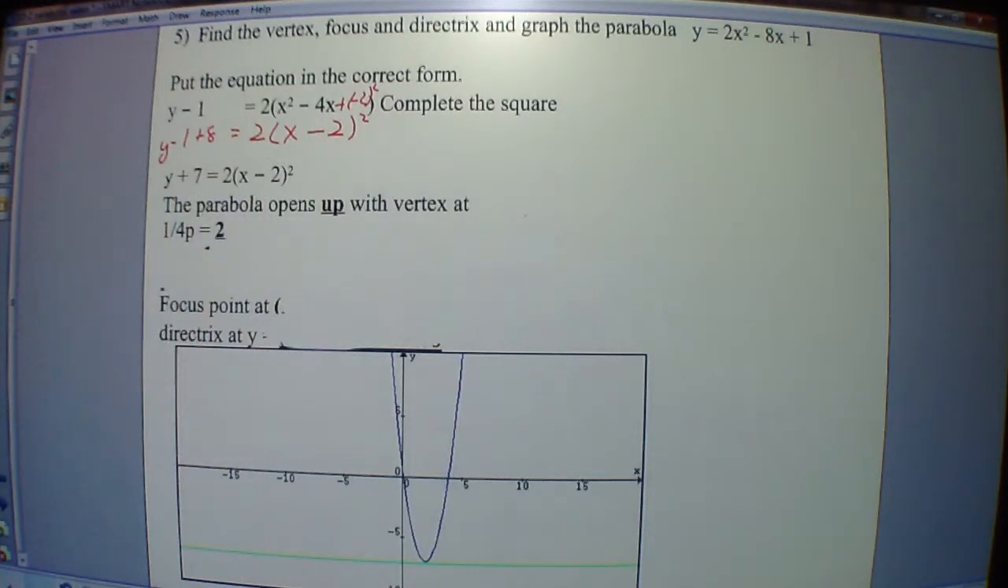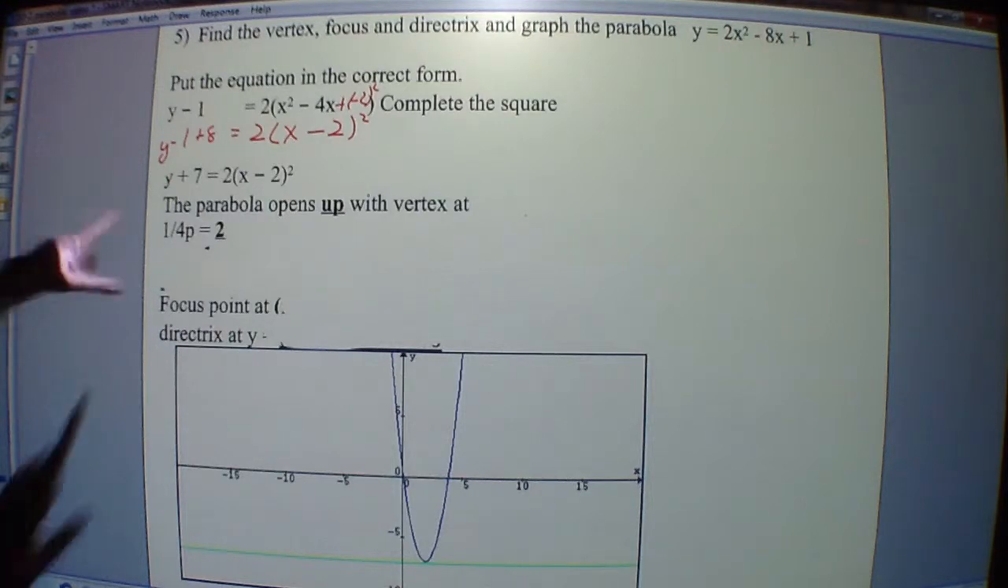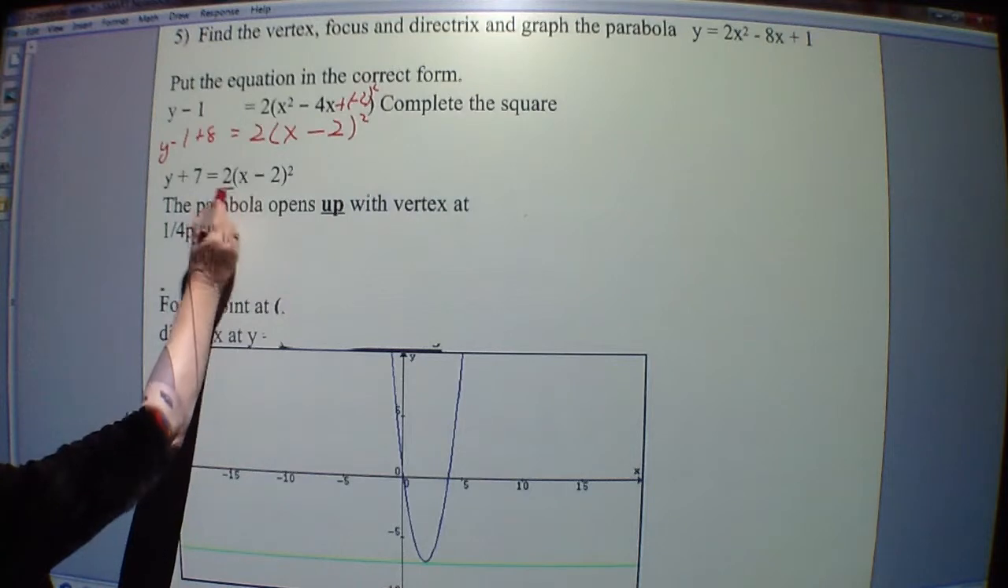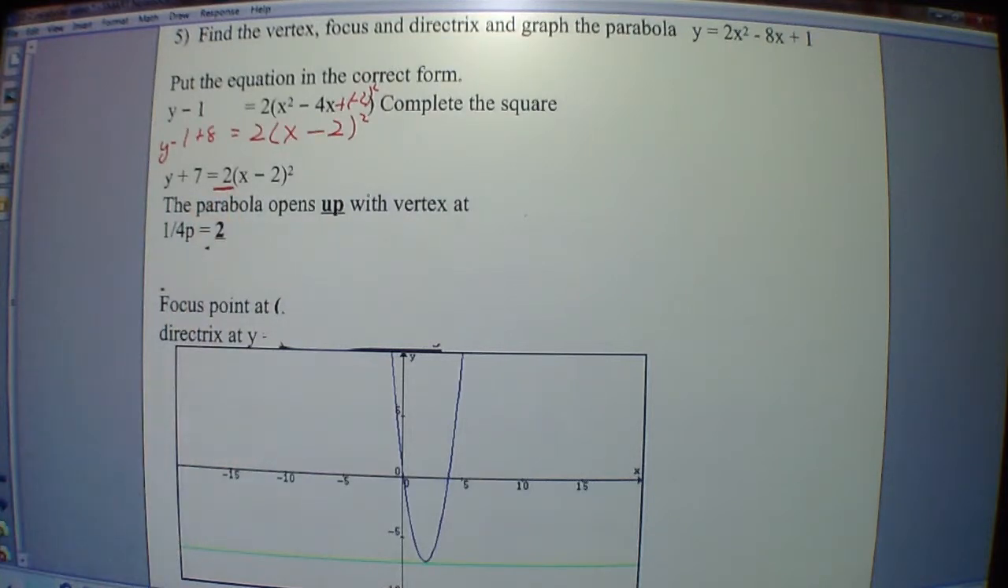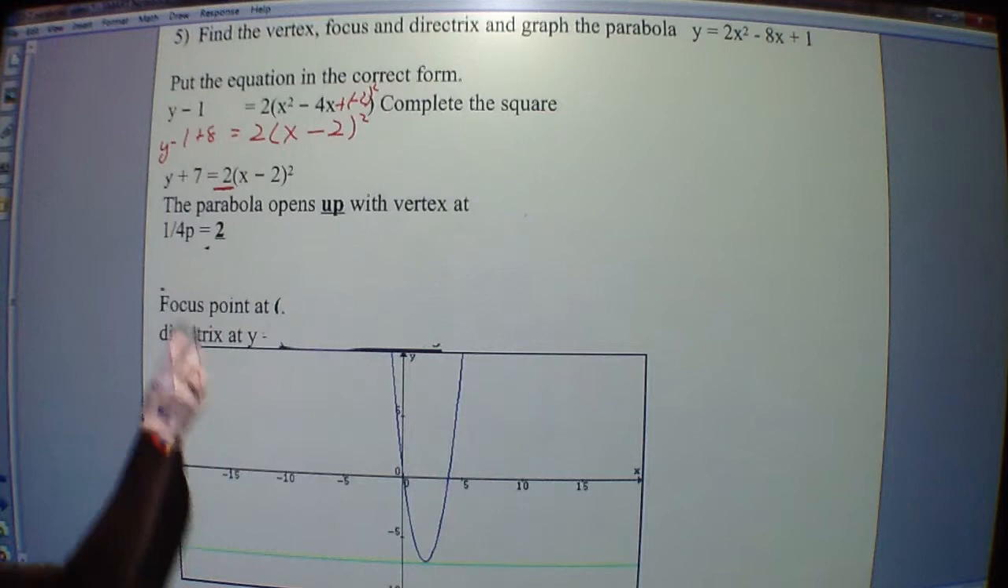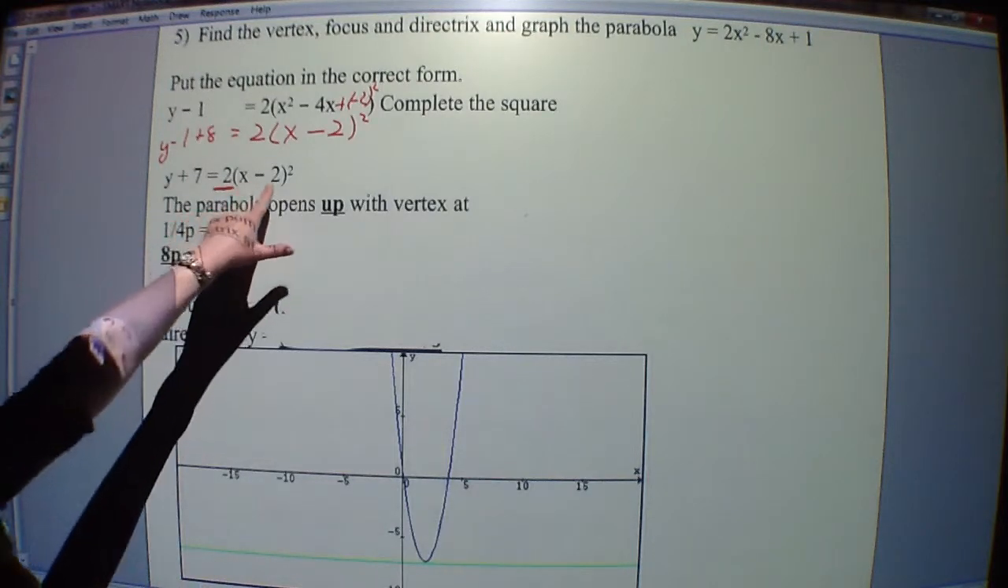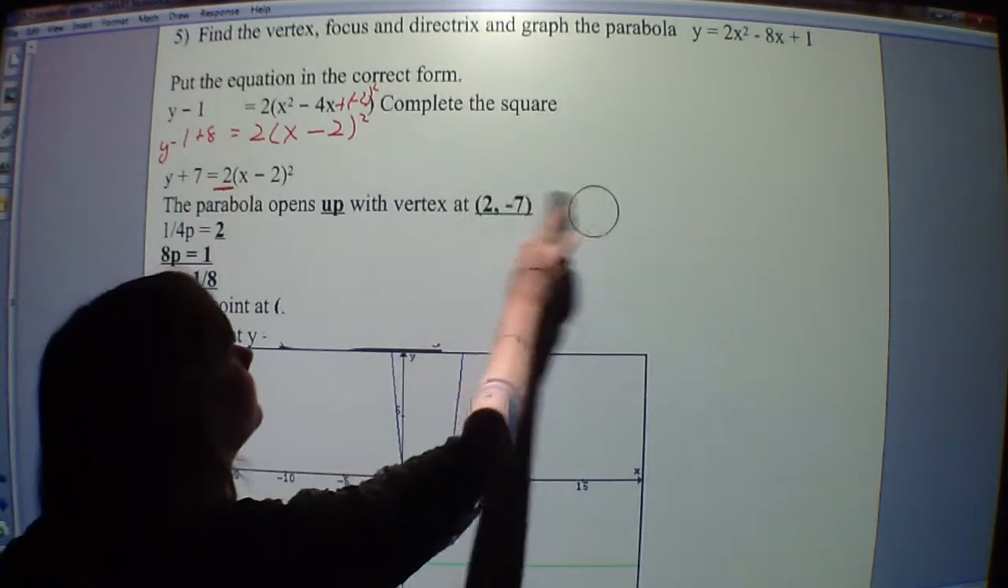y equals an x squared either opens up or down. Since it's positive, it opens upward. This right here is my 1 over 4p. So 1 over 4p is equal to 2, so 1 over 8p. 1 is equal to 8p. p is 1/8. So my focus point now, my vertex, let's start with the vertex, is (2, -7).